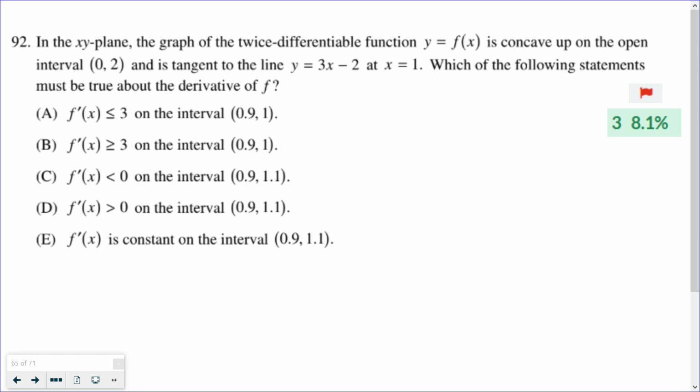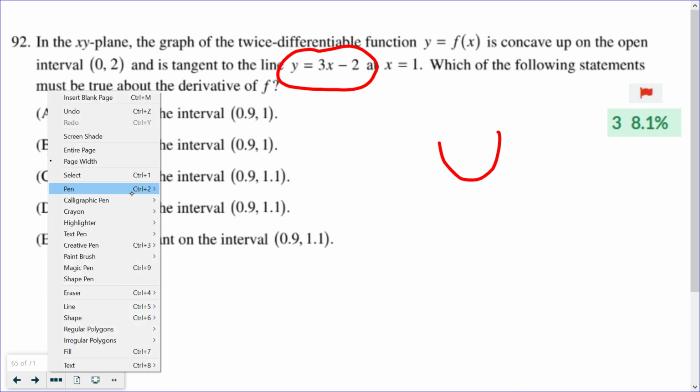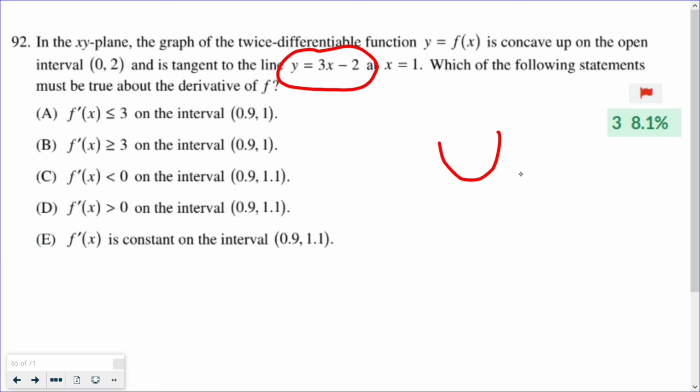You get 10 points for everybody on your team that drew something that was concave up. You get another 10 points if somebody drew the tangent line. What is the slope of that tangent line, class? It's 3. So a very intelligent student would have drawn a tangent line with a slope of 3.